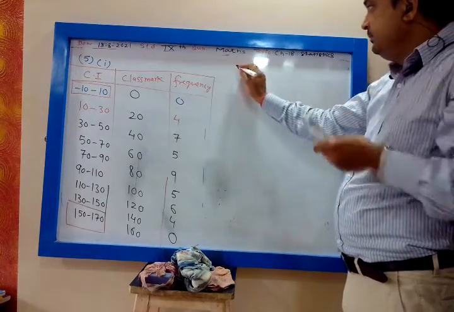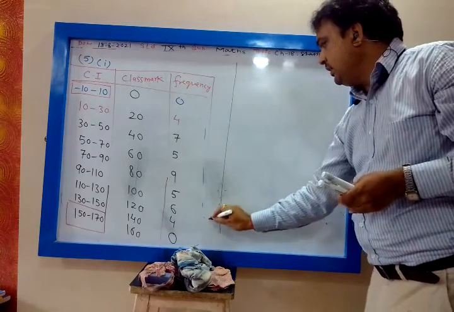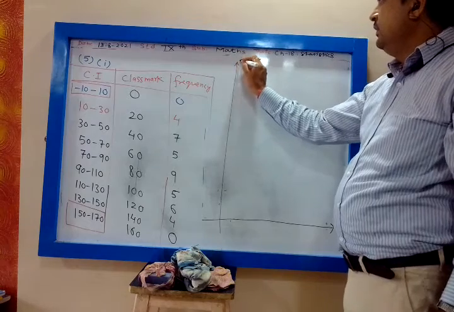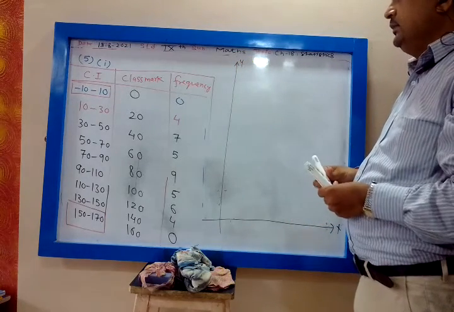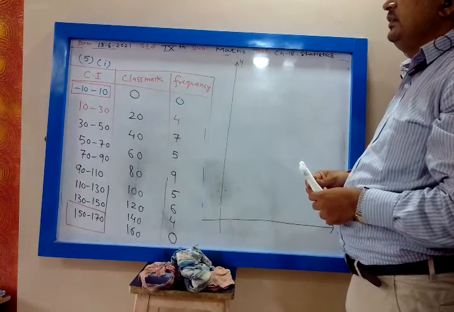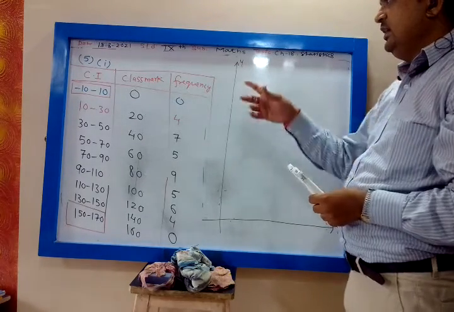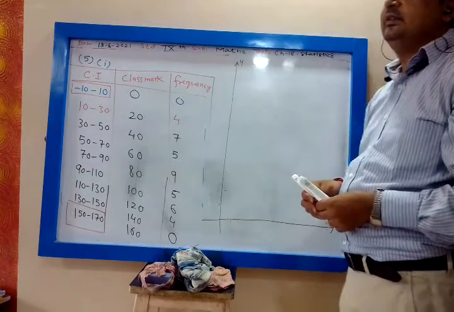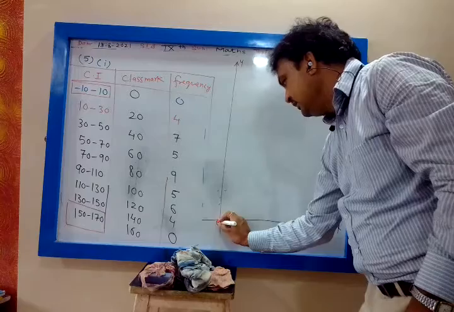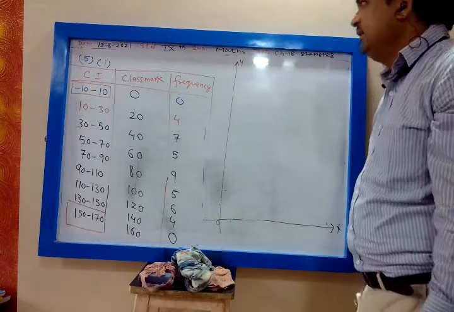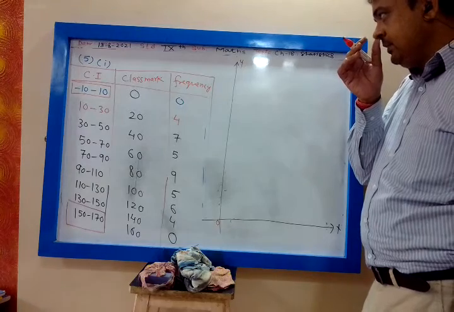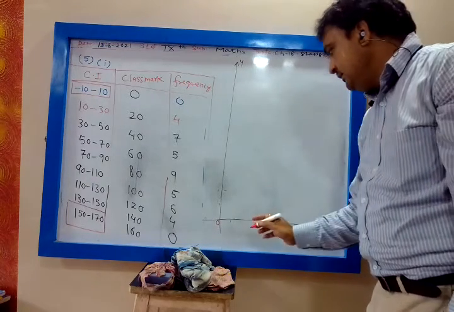Yes, so draw this without using histogram. X, Y. Okay. So first it is minus 10 to 10. Yes, what is the class mark? Class mark is 0. So this is my 0 class mark. We write minus 10 to 10. It is 0. So class mark is 0.